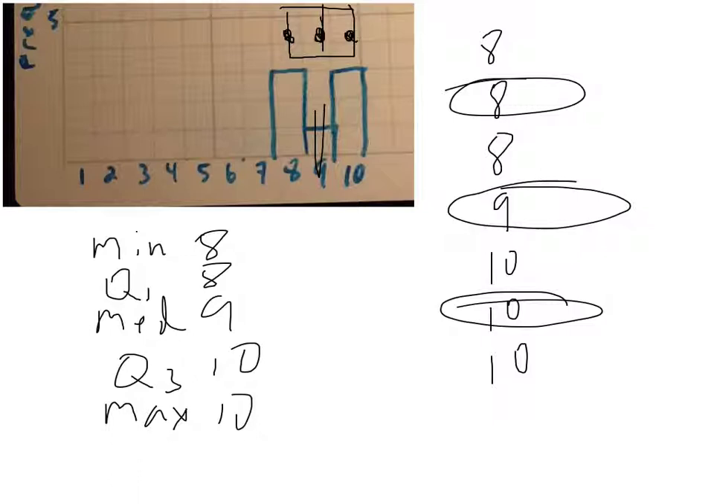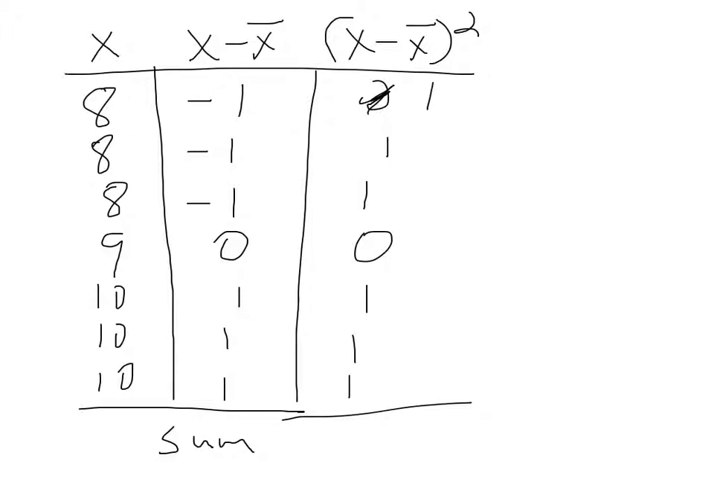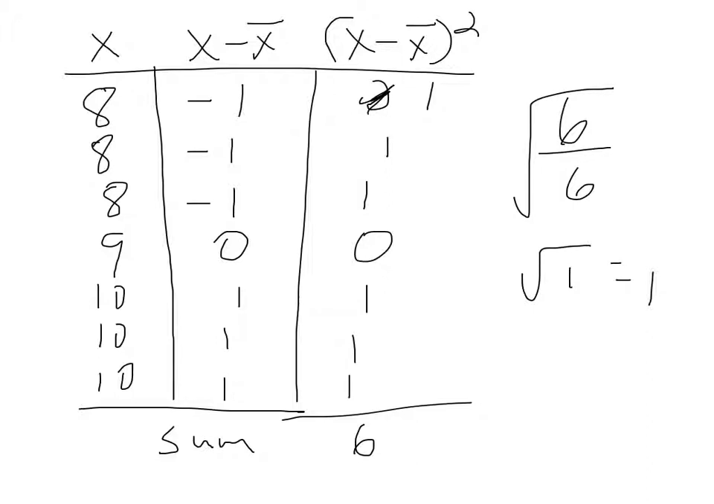So symmetric. So now let's do the standard deviation. Again, they told me the mean was 9, so -1, -1, -1, 0, 1, 1, 1. And I'm going to square each of those. So 1, 1, 1, 0, 1, 1, 1. Then I'm going to find the sum of those, which is 6. So 6 over, and there's 7 numbers, so 7 minus 1 is 6. And when we take the square root of that, well, that one's not too bad to calculate, because the square root of 1 is 1. So that's the standard deviation.